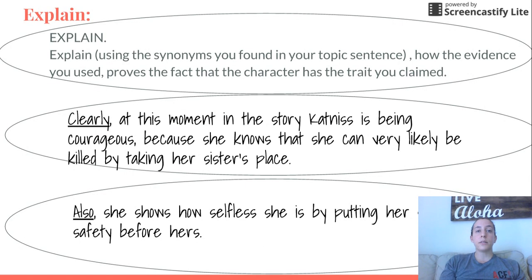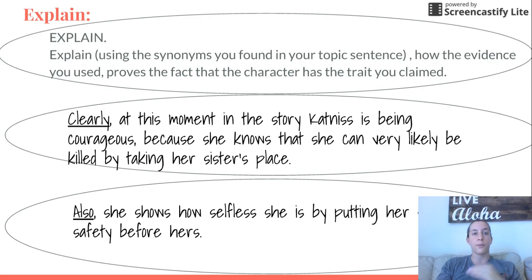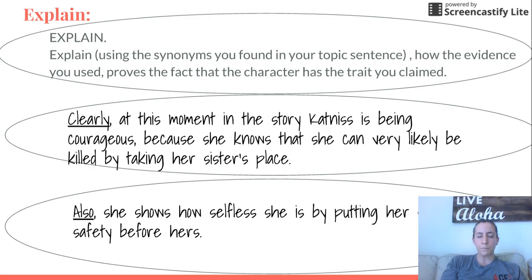The next two boxes are for your explanation. They are the circles, or I guess they're ovals. They're going to explain using the synonyms that you found in your topic sentence. Remember that web off the word that we did for brave and that you did for your own word? You're going to use those words in two sentences to help describe the character.